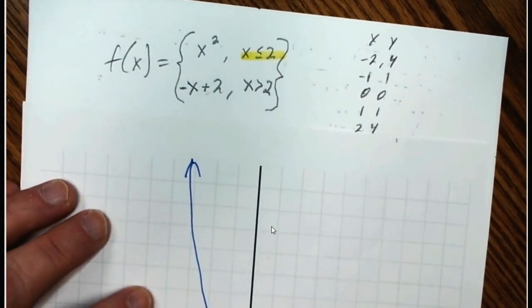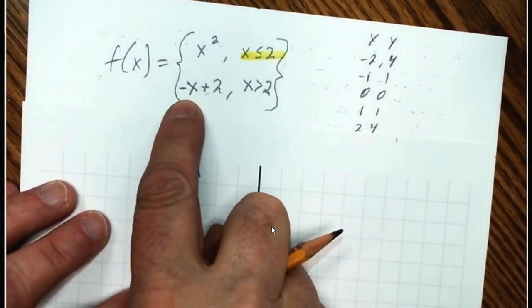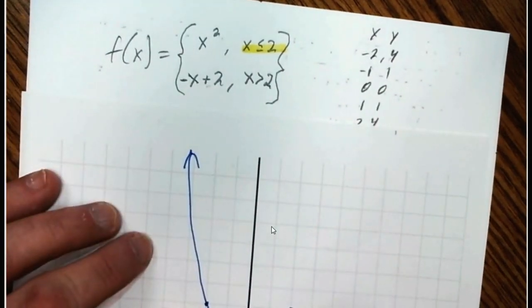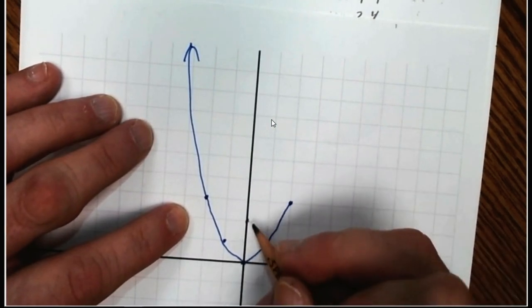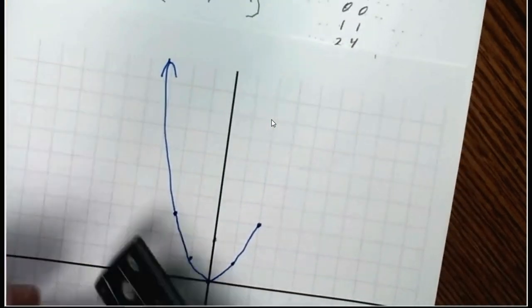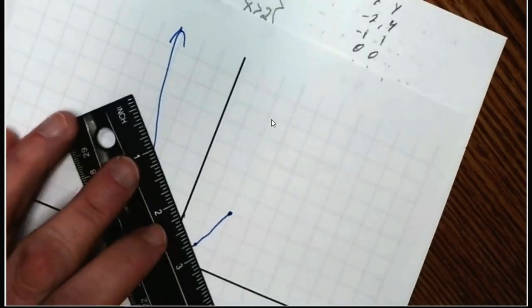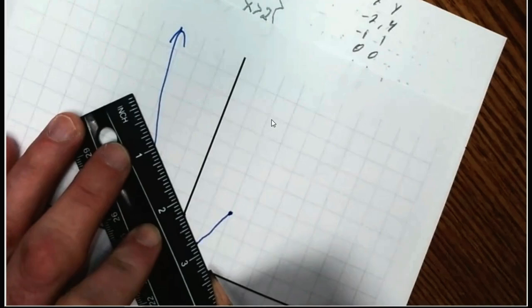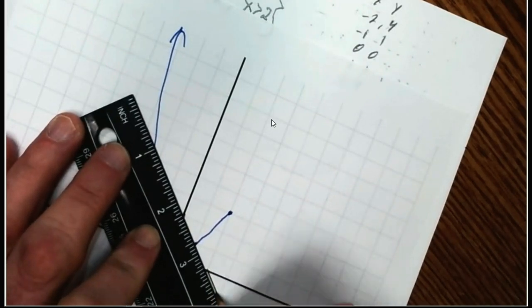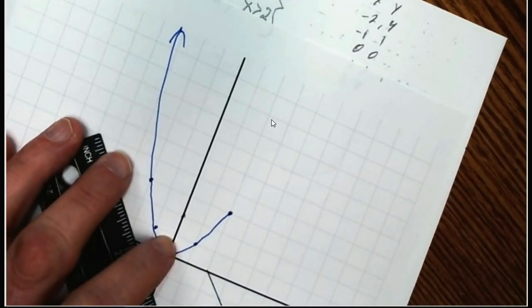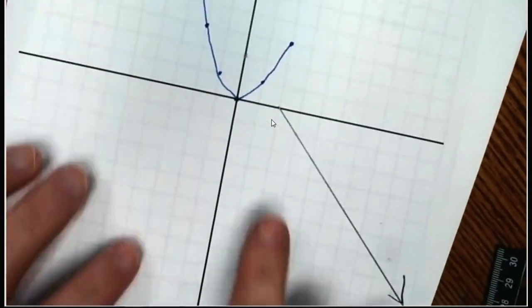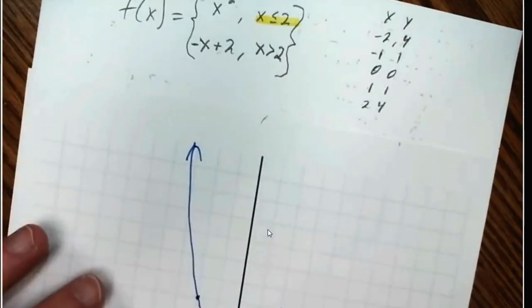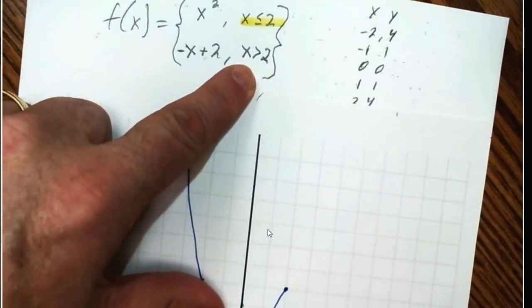So I need to graph that line. That's a line. It has a negative 1 slope, and it has a y-intercept of plus 2. So it would be a y-intercept up here and a negative 1 slope. Here, I'll get my ruler to make it nice and neat. Negative 1. But it doesn't start until here. It didn't start here because I only graph it when it's greater than 2.